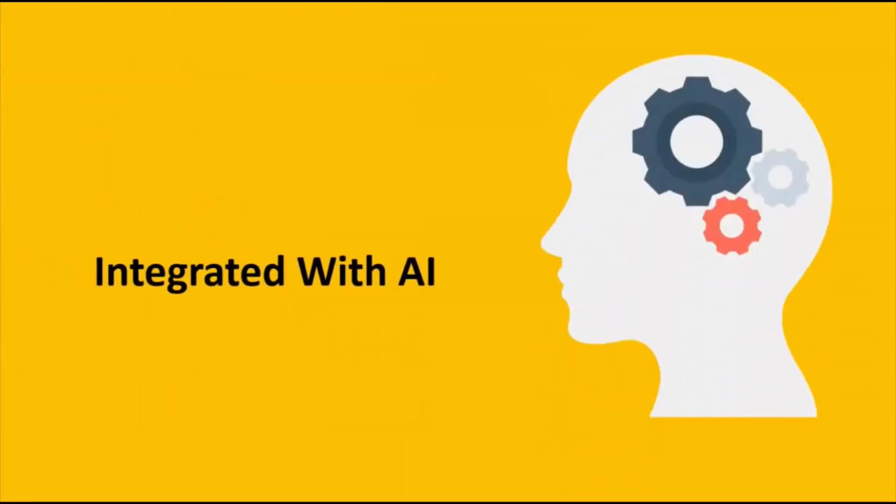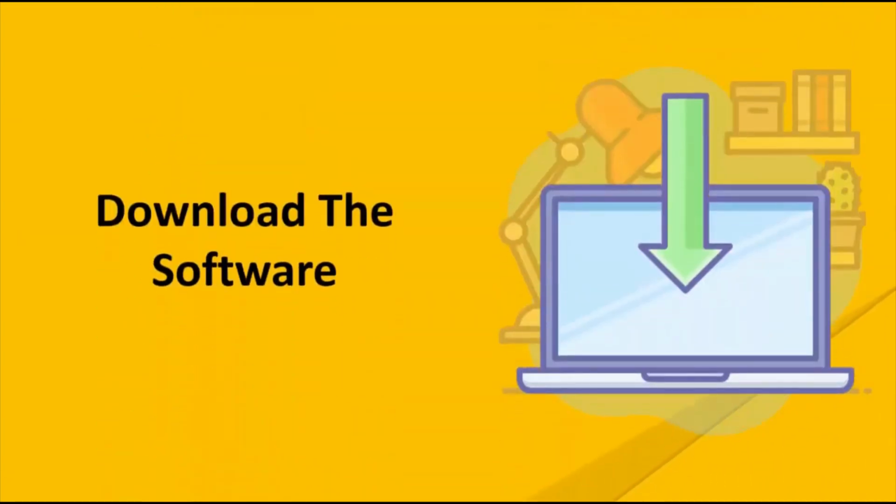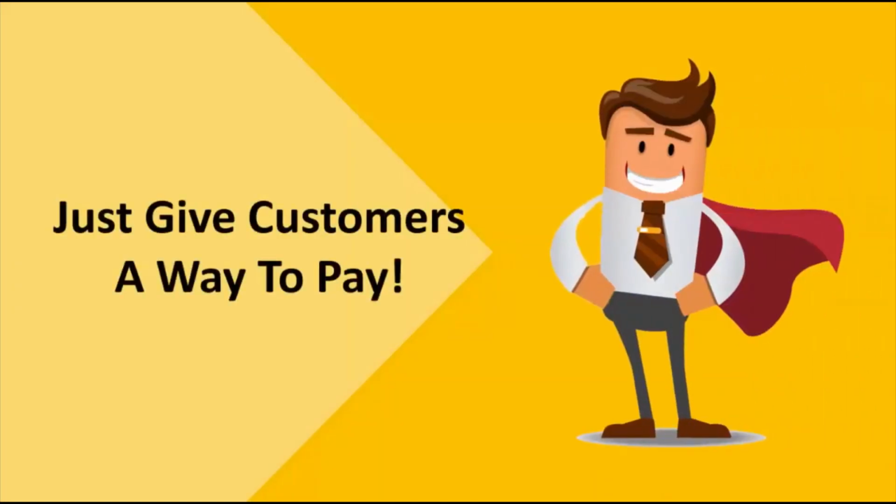Now, each one of these programs is already integrated with AI. You don't have to worry about setting any of that up. And each one works with WordPress. So they're simple WordPress plugins that anyone can install on their WordPress site and start using immediately. All you need to do is simply download the software that we've already created for you and that is ready to go, and simply give your customers a way to pay.